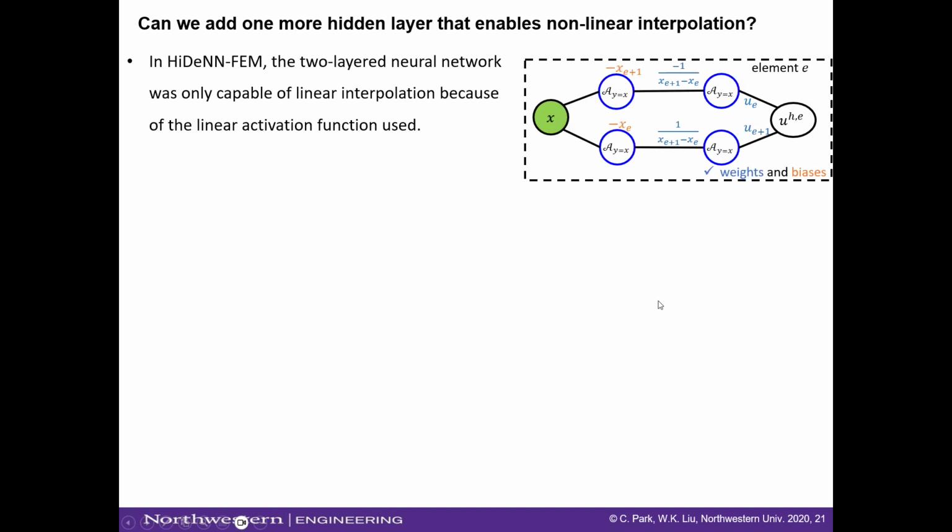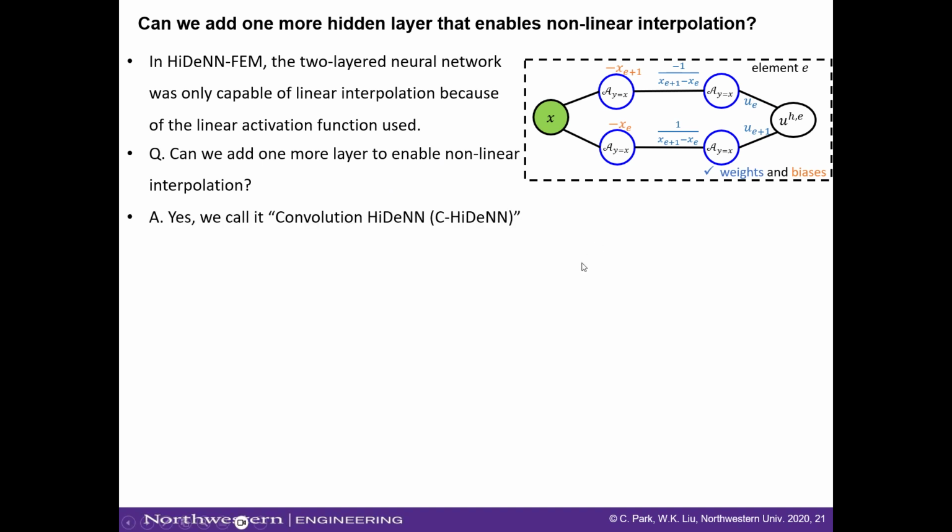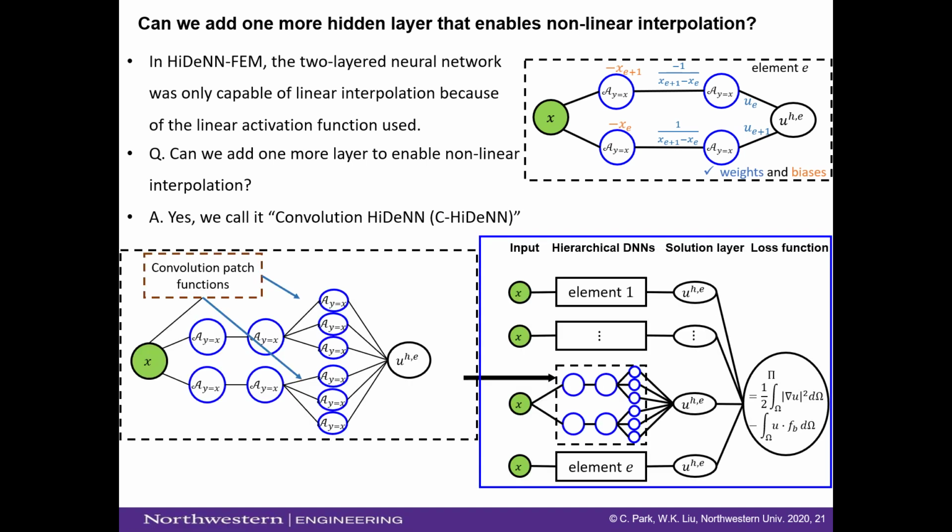Let's get started. In HiDeNN-FEM, remember that we converted the FEM interpolation function into a neural network. There are two hidden layers. They are not fully connected, right? And their weights and biases were functions of nodal coordinates and nodal variables. But there's a question. This is only a linear interpolation, and can we go to nonlinear interpolation, just like activation functions in a neural network? The answer is yes, if we add an additional hidden layer that accounts for the nonlinear interpolation. We call that the convolution layer.